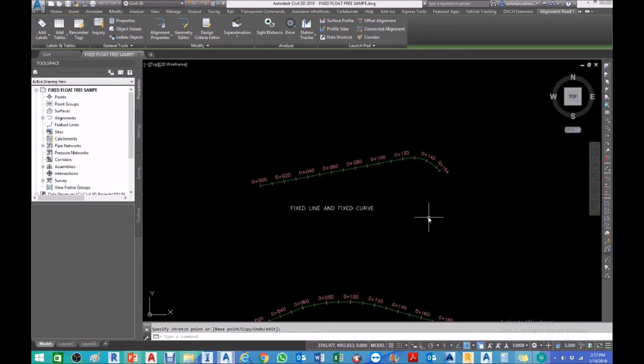Check the next example, which is fixed line and fixed curve. Left click again on that one and then check the square grip again. So the next example is fixed on both ends. This is the behavior of a fixed line and a fixed curve joined together.